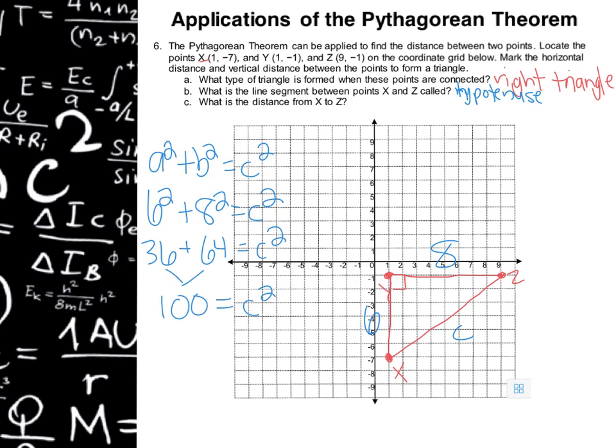Last step, I need to get c by itself, so I need to do the opposite of squaring something, which would be square rooting. So I'm going to square root each side, which leaves me c equals the square root of 100, which is 10. So the distance from X to Z would be 10. Go ahead and turn your page to question 8, and we'll be doing that one next.